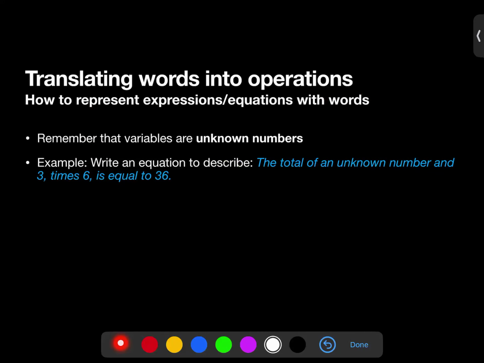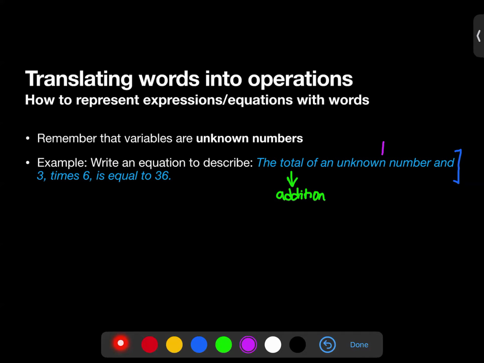So now let's do an example. So if your teacher, for example, was to say this sentence to you, you should be able to turn this into an equation. So we'll start with each of the words. So the total of an unknown number and 3 times 6 is equal to 36. So let's see the first word. Total is what? Addition, subtraction, or multiplication? Addition, correct.